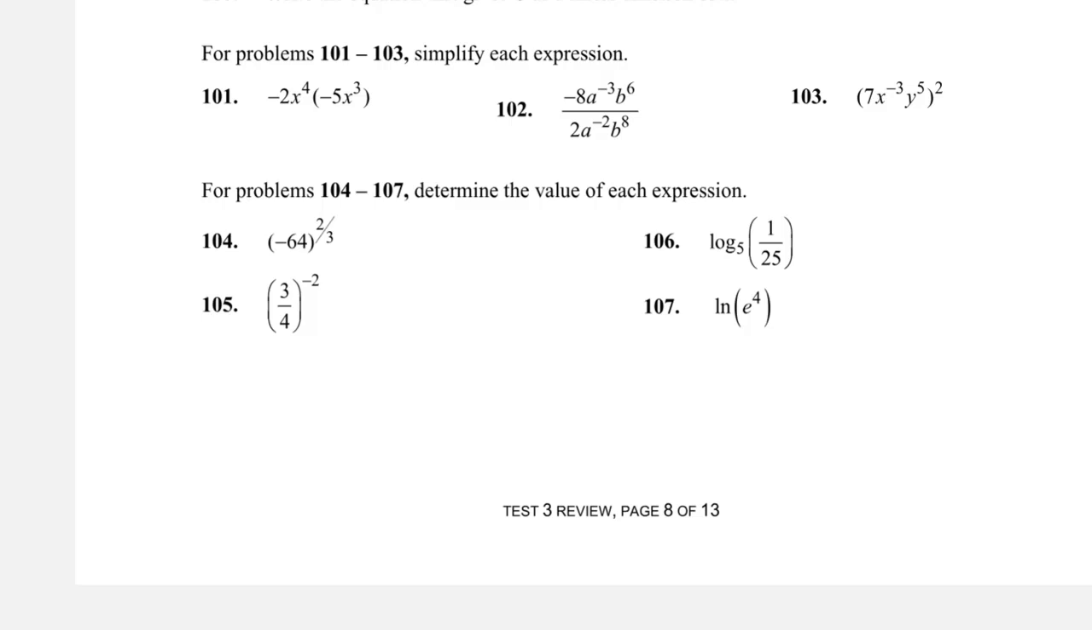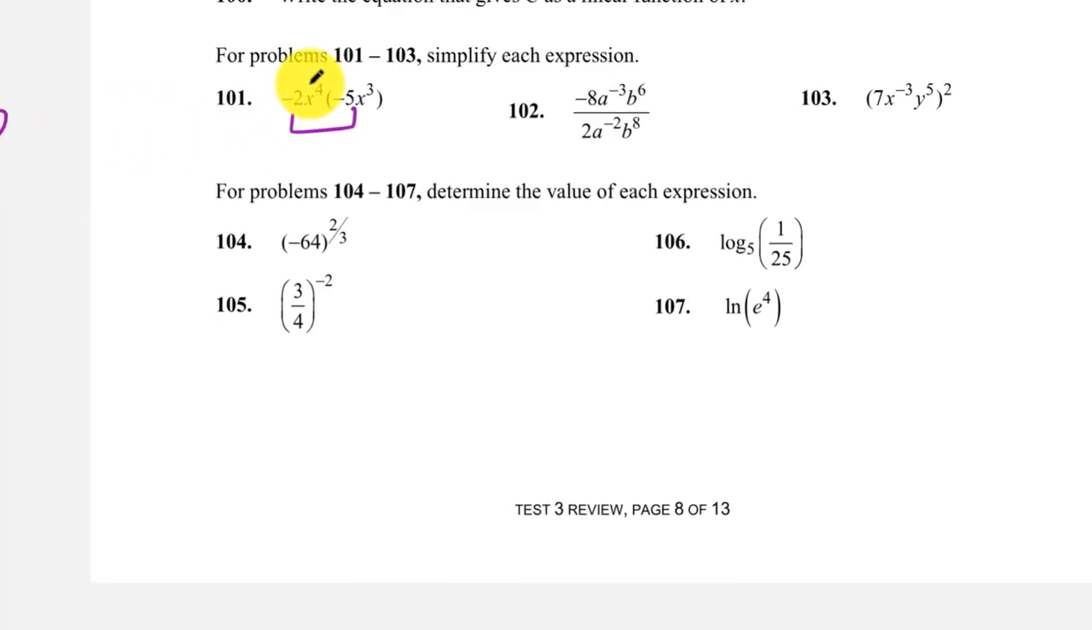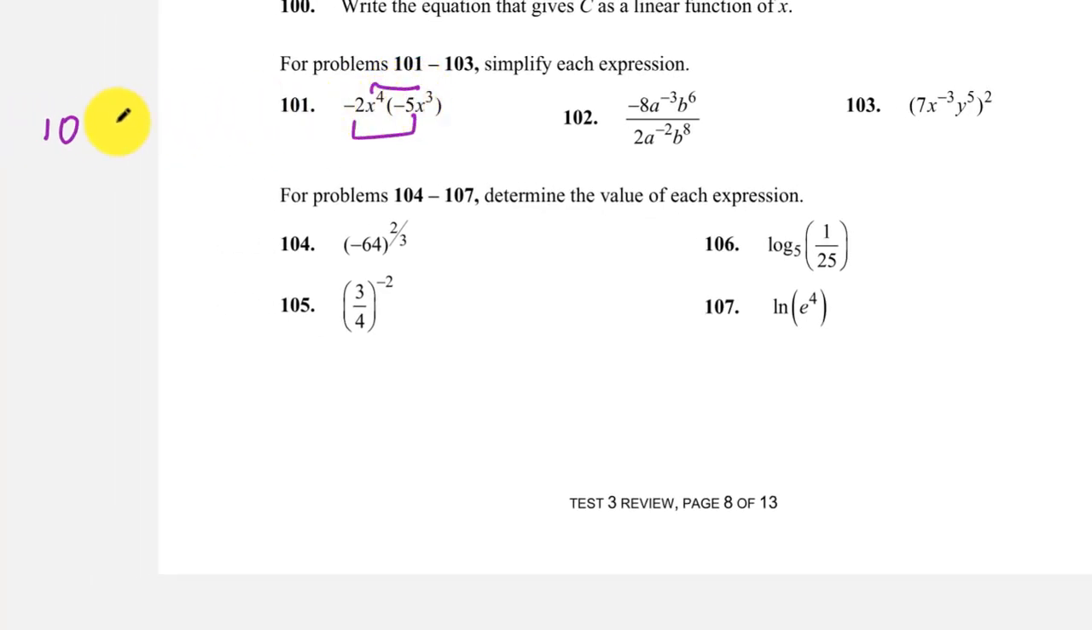So it says simplify each expression. Okay, so we take like terms and multiply them together. Negative 2 times negative 5 is positive 10. X to the 4th times x cubed is x to the 7th, right? We have the same base, so you add the exponents for multiplication. All right, so that's 101.